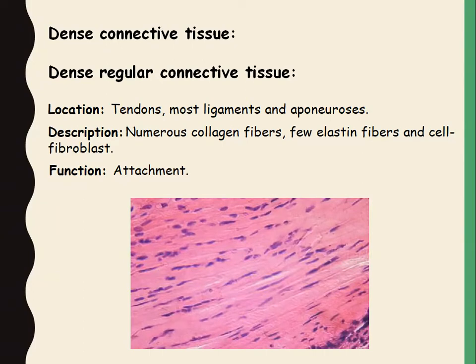Dense connective tissue. In the dense connective tissue, first one is dense regular connective tissue. Location is tendons, most of the ligaments, aponeurosis. Description is numerous collagen fiber, few elastin fiber, and the cell fibroblast. Function is the attachment.